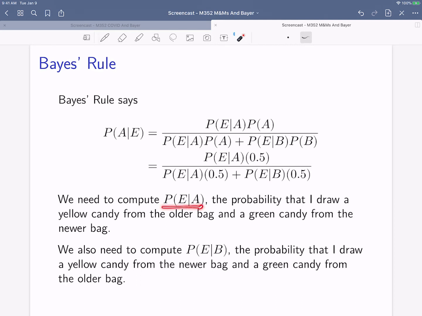The first is this conditional probability, and it's the probability that I draw a yellow candy from the older bag and a green candy from the newer bag. The other probability is the probability that I draw a yellow candy from the newer bag and a green candy from the older bag.